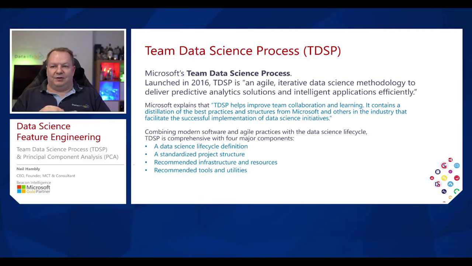That's what we need to focus in on. So we've got a data science life cycle definition. We've got a standardized project structure as part of this. There's some specific infrastructure and resources such as DevOps and other tooling that we may need to be part of that. So we're going to explore the four major components that sit around the data science process, but we're going to have a focus today specifically on the feature engineering components. So we'll look at that a little bit further on in the session where we go into some demos and into some more detail about that.